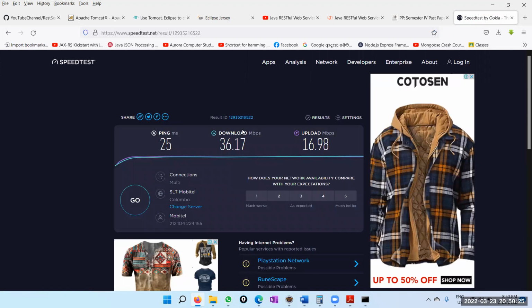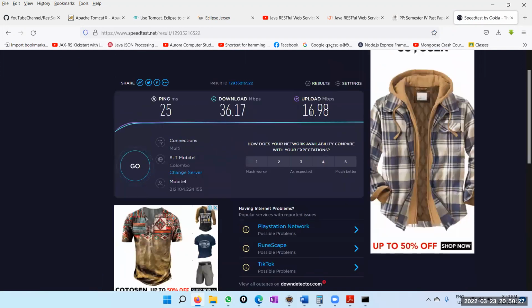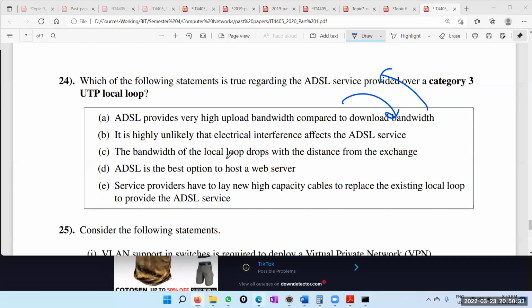Right. You can see upload is 16, download is 30. Anyway, this is not an ADSL connection. Okay. Right. So what is the answer, therefore? ADSL provides very high upload bandwidth compared to download bandwidth. Definitely wrong. Okay.